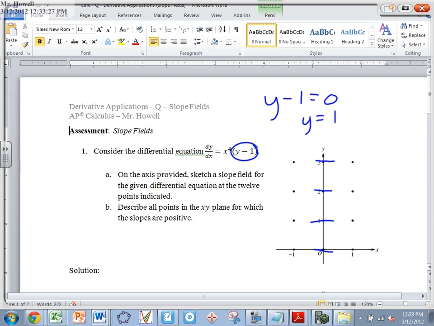So this becomes 0 when y is 1. When y is 1, which is right here and here, I also have flat lines. Remember, y equals 1 is a horizontal line this way. When x is 0, that was the y-axis there. At this point, you have to start plugging in.